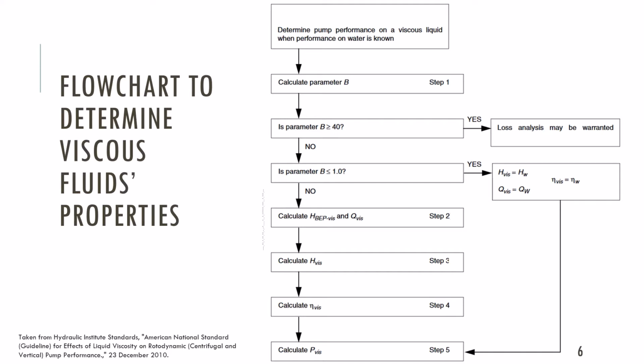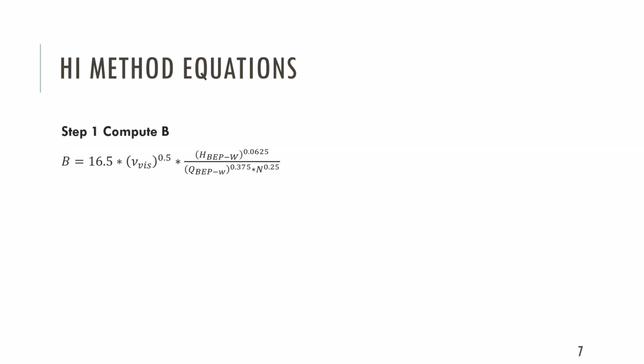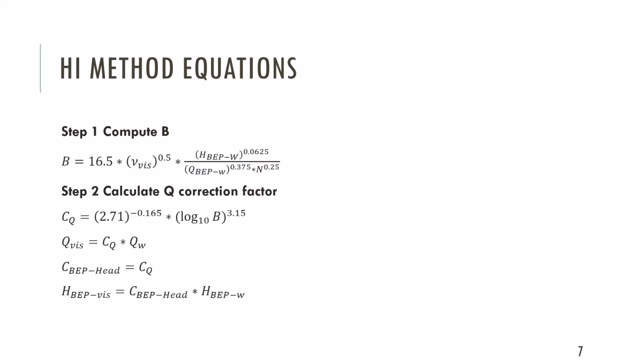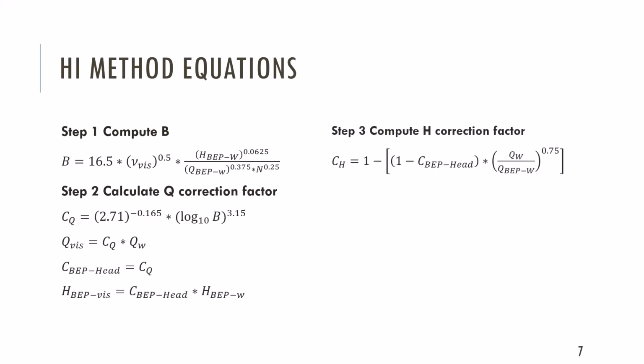For this, the current flow chart to determine viscous fluid properties was applied. The flow chart suggests 5 or fewer steps to calculate the fluid properties. In the current slide, it's possible to observe the 5 steps to apply the method developed by the Hydraulic Institute.